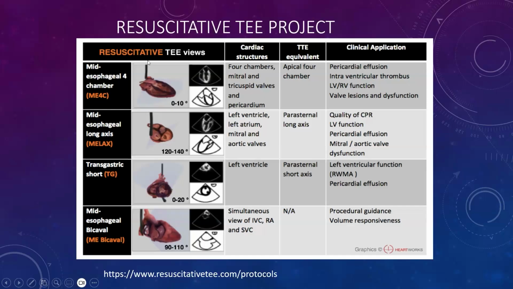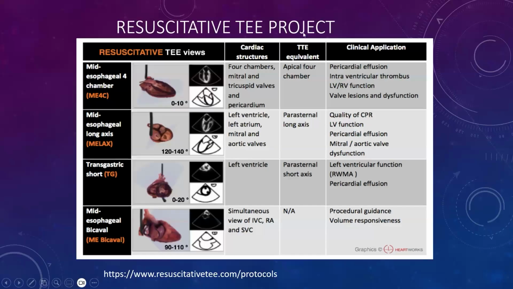That's going to be one of the easiest to get and the quickest to get and give you a lot of information. You go from that view, focus in on your LVOT and go to about 120 to 140 degrees. You get this mid-esophageal long axis view where you can get anteroseptal, inferolateral LV wall motion. Again, you can see pericardial effusions, the quality of CPR, as we mentioned earlier, mitral and aortic valve dysfunction.